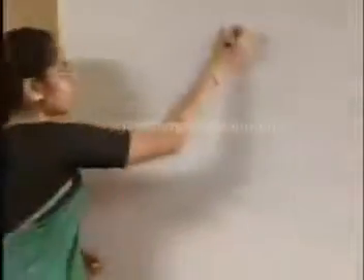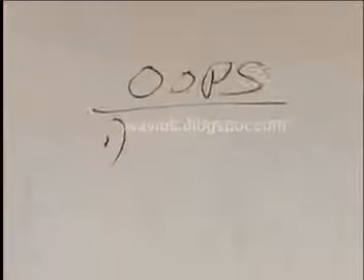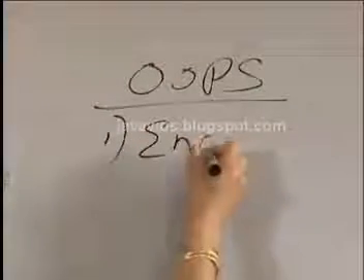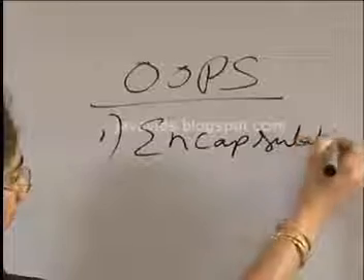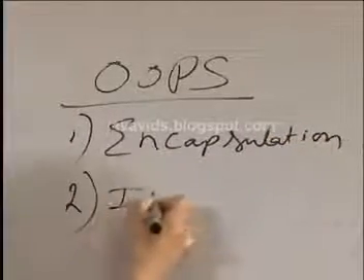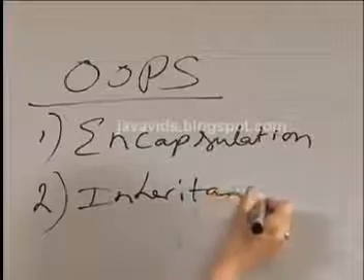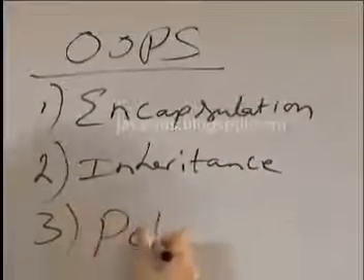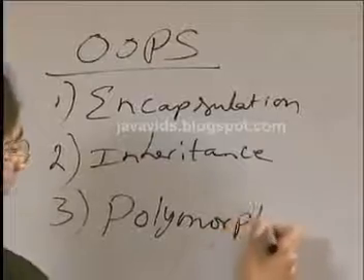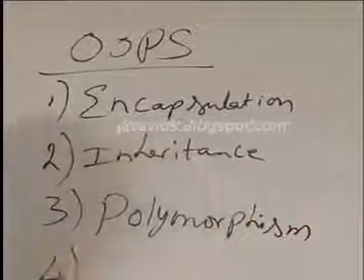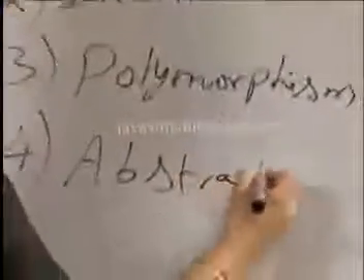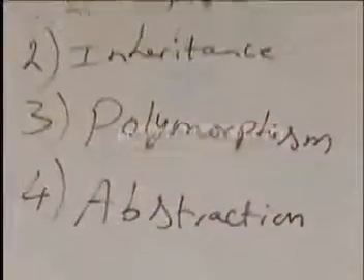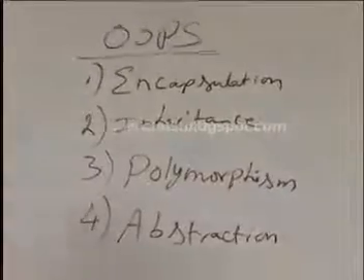So let's start off with OOPS concepts, as Java is an object-oriented programming language. Let's look at what are the features of OOPS. First of all, there are 4 features of OOPS. 1. Encapsulation. 2. Inheritance. 3. Polymorphism. And 4. Abstraction. Now let's look at these features in more detail.